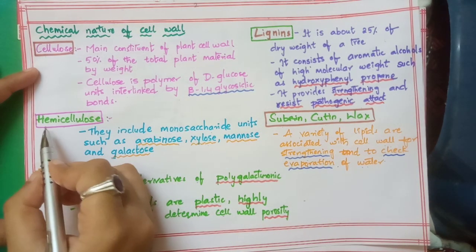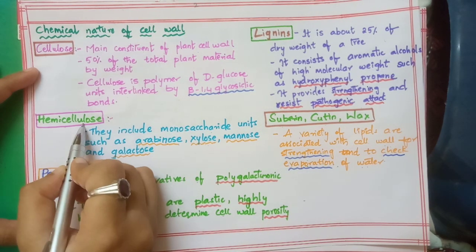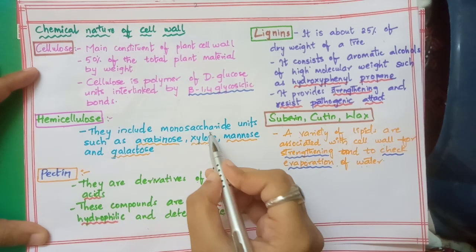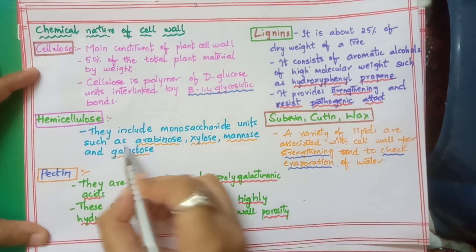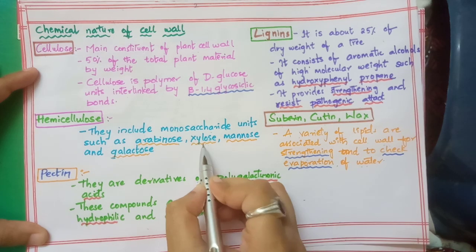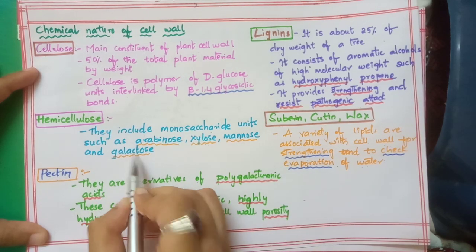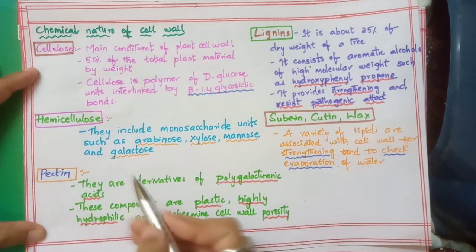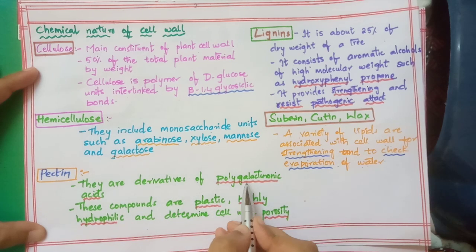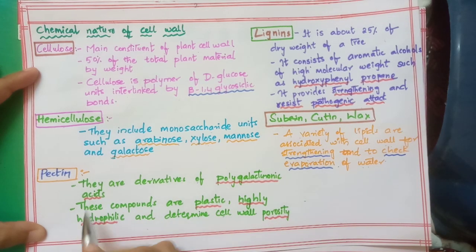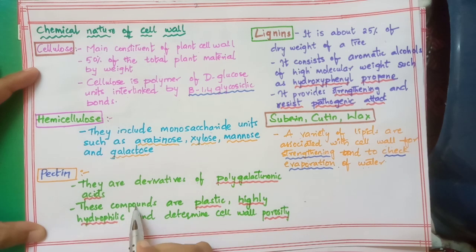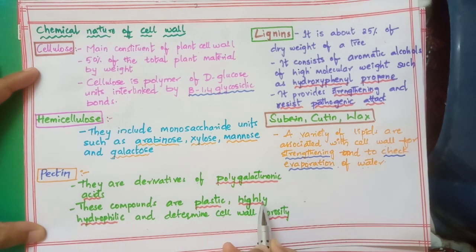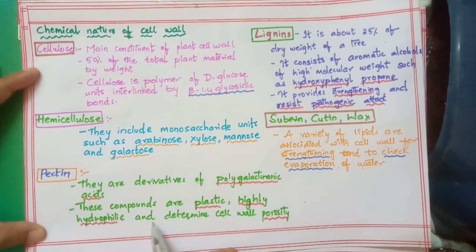Then coming to the next compound, that is hemicellulose. It includes monosaccharide units such as arabinose, xylose, mannose and galactose. Next one is pectin. It is a derivative of polygalacturonic acids. These compounds are plastic and highly hydrophilic and determine the cell wall porosity.